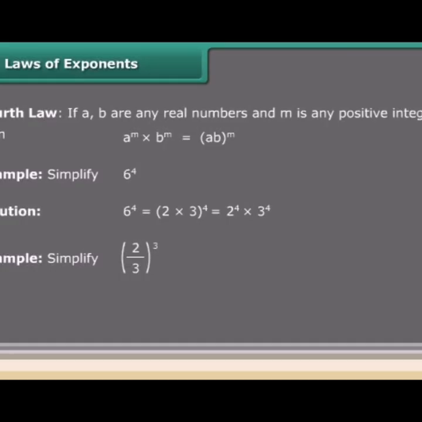Example: simplify (2/3)^3. Solution: (2/3)^3 is equal to 2^3 upon 3^3, which is equal to 8 upon 27.